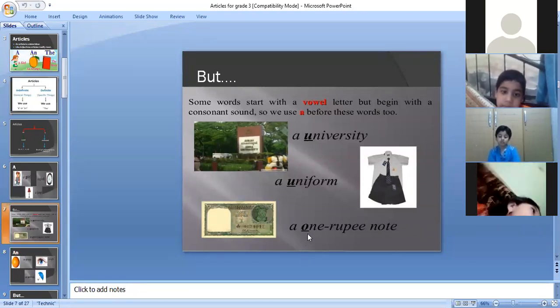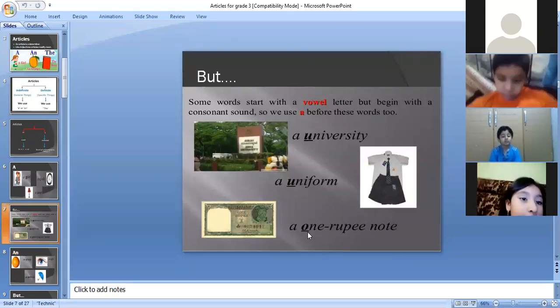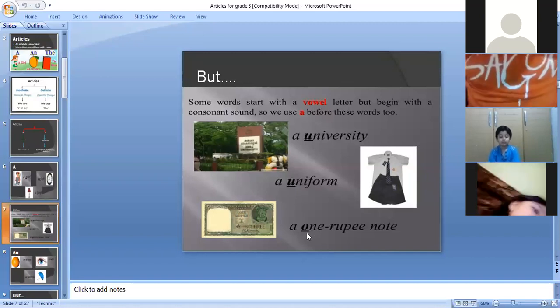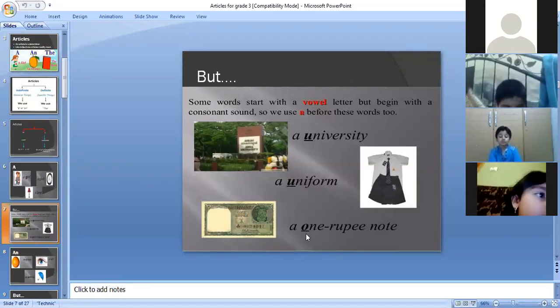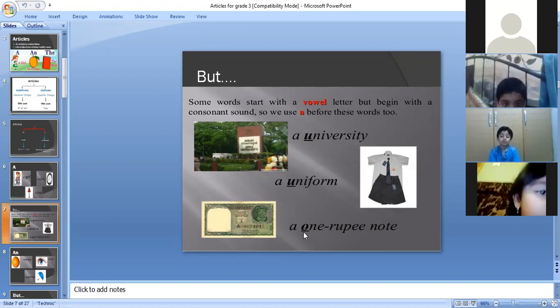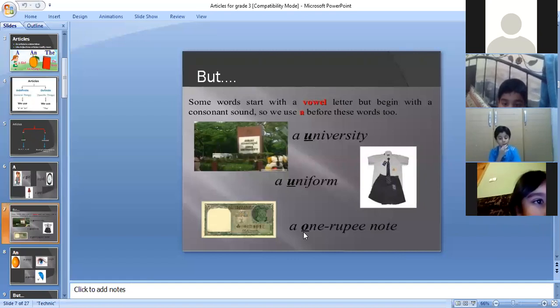Now, look at the third example. A one rupee coin. It starts with O. O is a vowel letter, but it is giving us the sound W. W is a consonant sound. So we are using a before it. Is that clear? So nod your heads. Is that clear? Yay.